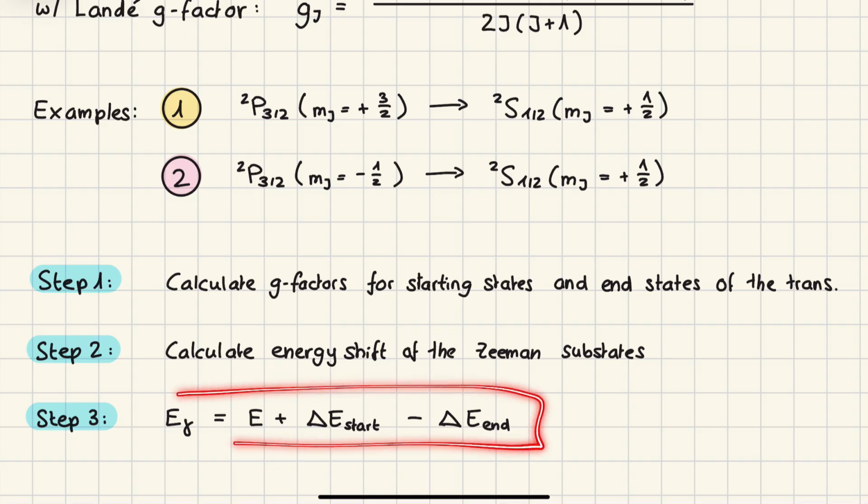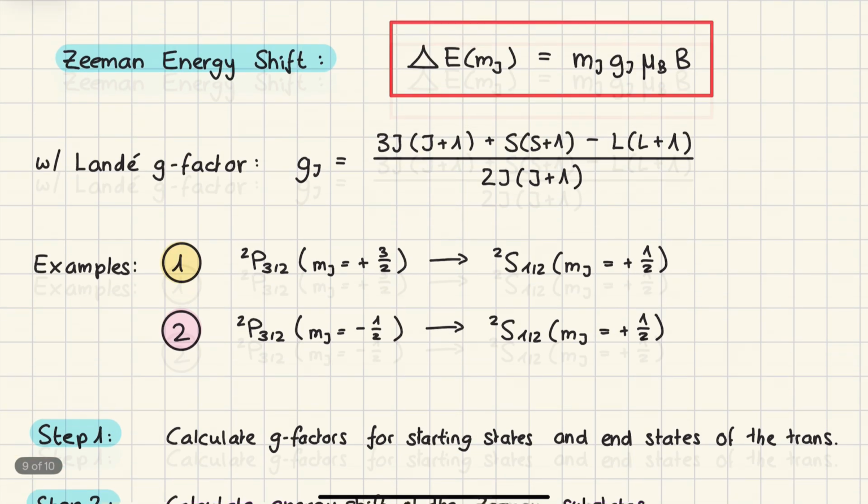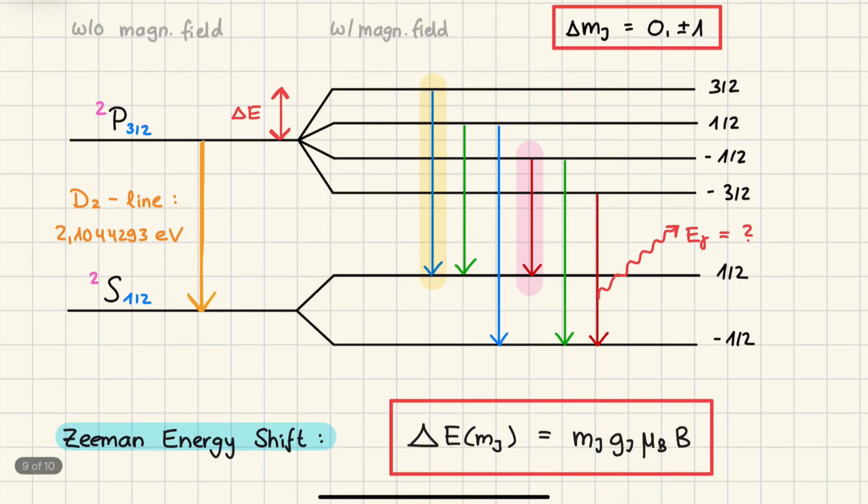This formula can also be deduced from the diagram above, because recall that since mj can be positive or negative, the Zeeman energy shift can be positive or negative as well. That means a positive energy shift for the starting state is going to make the photon energy larger, and a negative energy shift for the starting state is going to make the photon energy smaller.